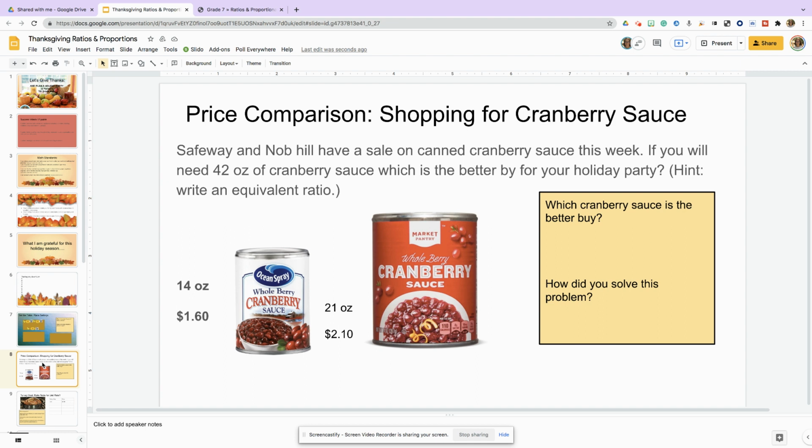Of course, there'll be no ratio project without the unit price. So the students are going to compare what is the better deal. And I've included local stores because it makes math more fun when they can think about their local community stores. So students will problem solve and they'll compare. They can write an equivalent ratio to help them problem solve.